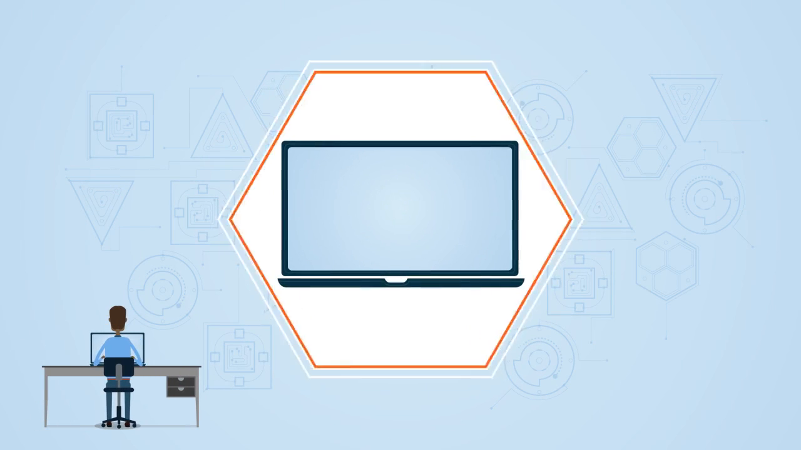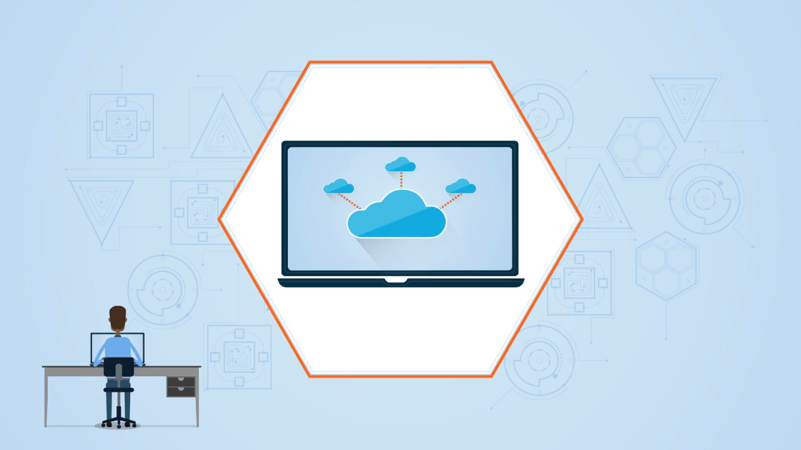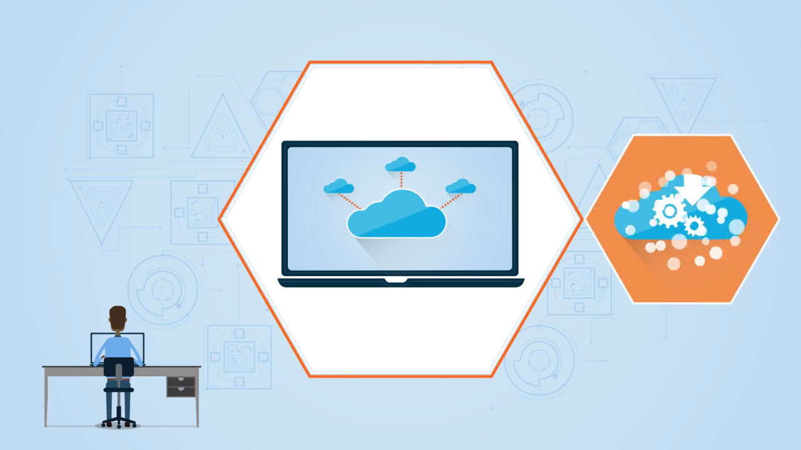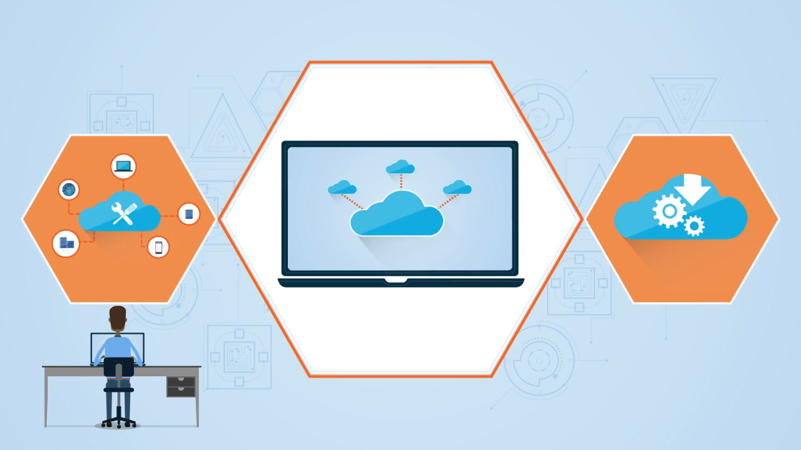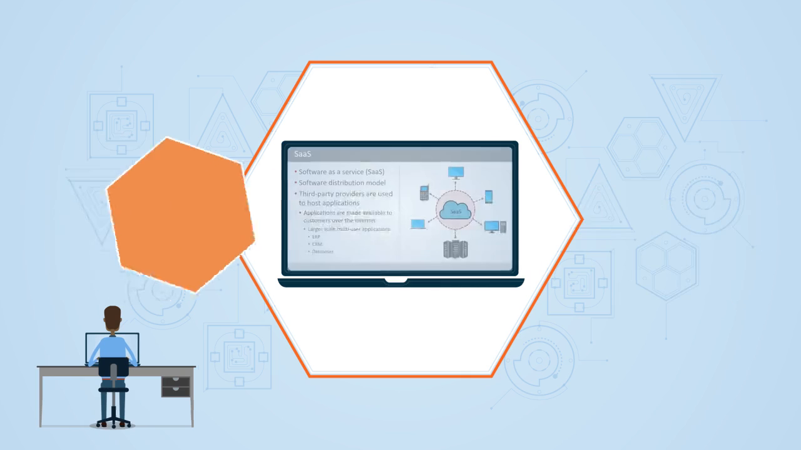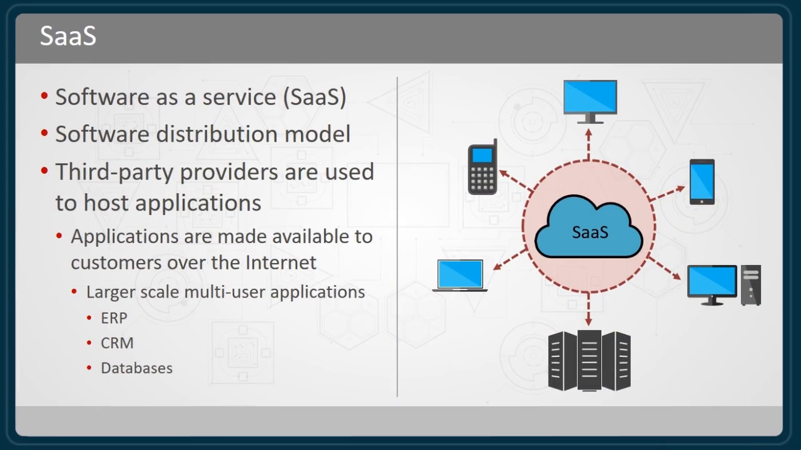In this presentation, we'll introduce the three basic categories of cloud services: SaaS, or Software as a Service, PaaS, or Platform as a Service, and IaaS, or Infrastructure as a Service. So beginning with SaaS, this is a software distribution model whereby you have a third-party provider of some kind, and they effectively host the application for you. That application is then made available to customers over the internet.